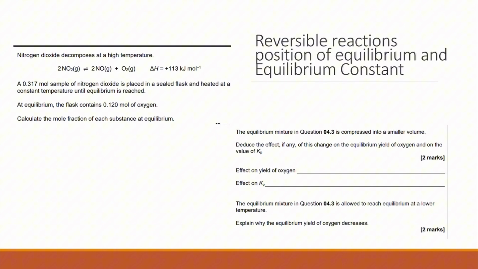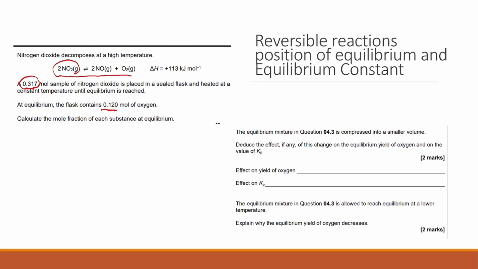So these are the types of questions that you may encounter in your exam, which are kind of typical questions. You are usually provided with a gaseous, reversible reaction, and they give you the delta H of that reaction to know whether the forward reaction is endothermic or exothermic. They will give you the number of moles of one of the reactants at the beginning of the reaction. So this is 0.317 moles of the reactant, and they give you as well the number of moles of one of the products and want you to calculate the mole fractions.